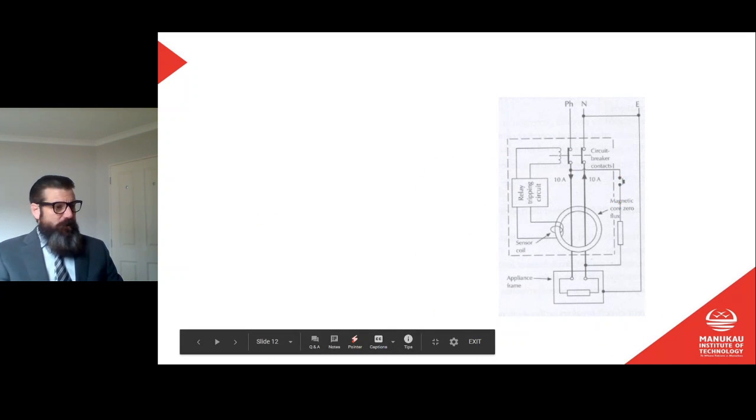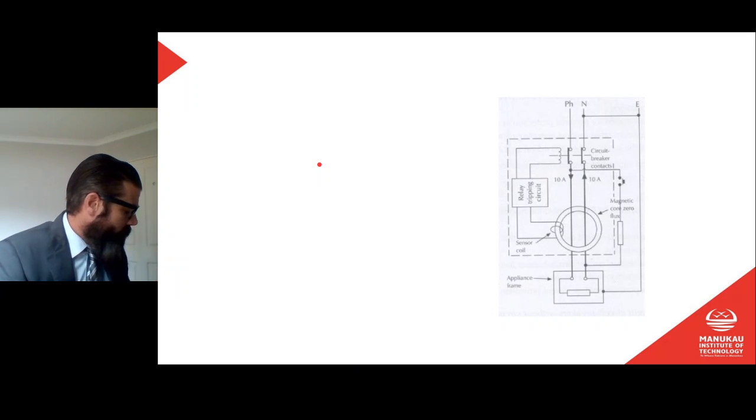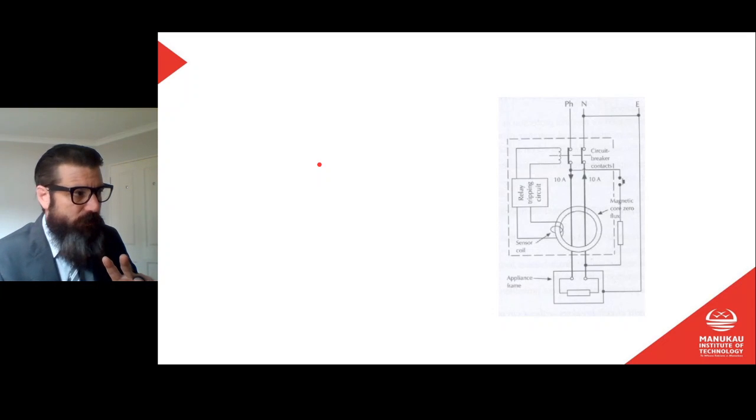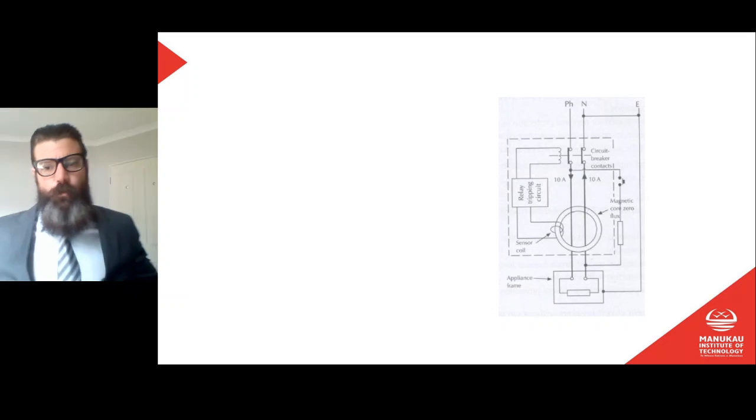Here is the diagram of what it looks like inside an RCD. But before I talk about that, the second digit for your access code for the test is a 2. Second digit is a 2.